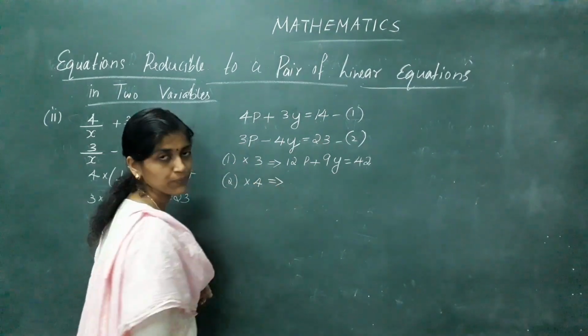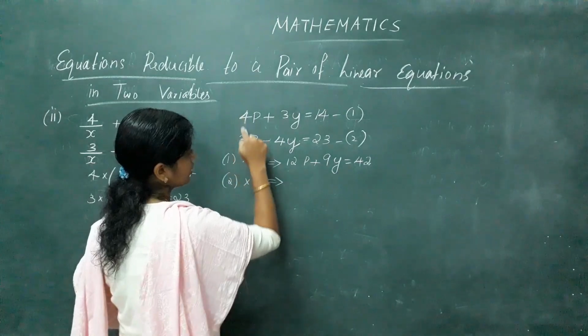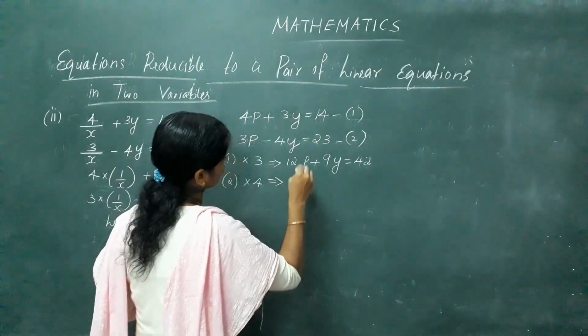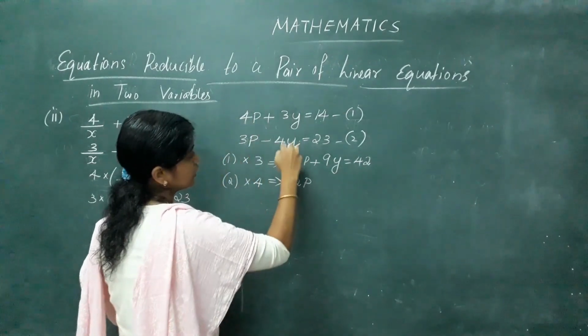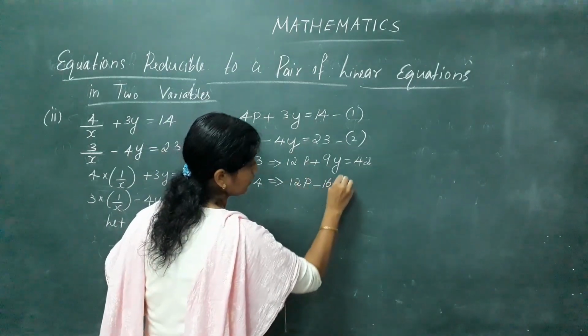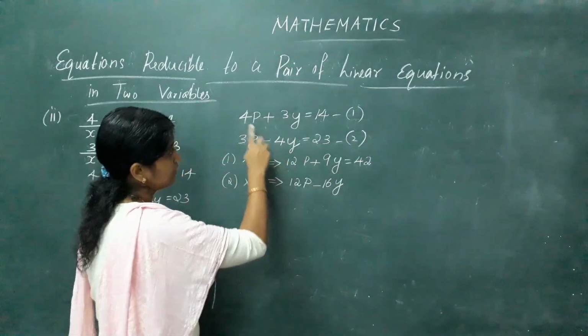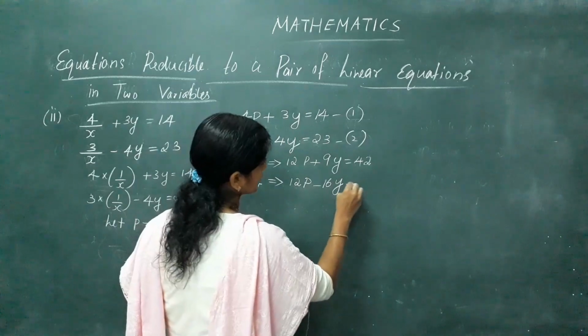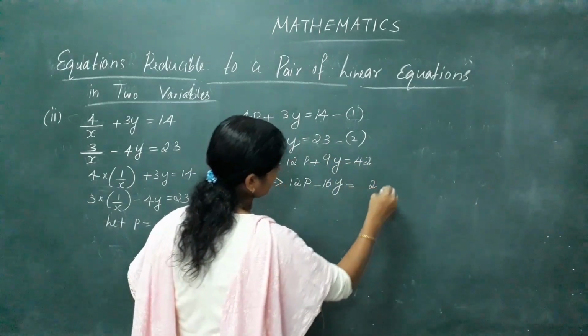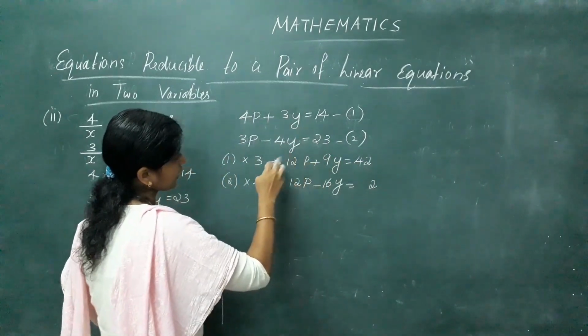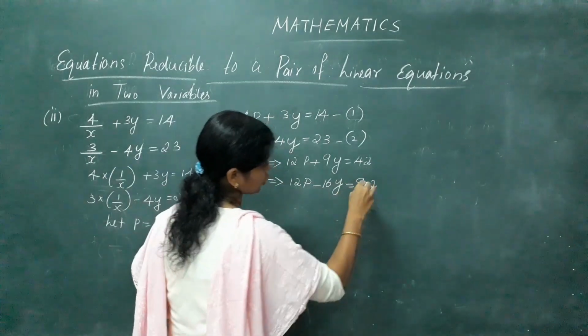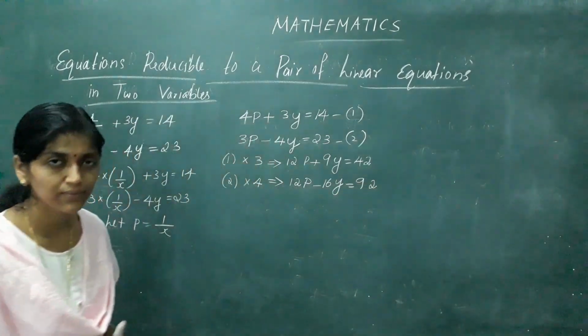So I will get 4 into 3, 12, 12p. Now 4 into 4, it is minus 16y. It is a minus sign here. 4 into 23, so I get 4 3s are 12, then again 4 2s are 8, then that is 92. Clear?